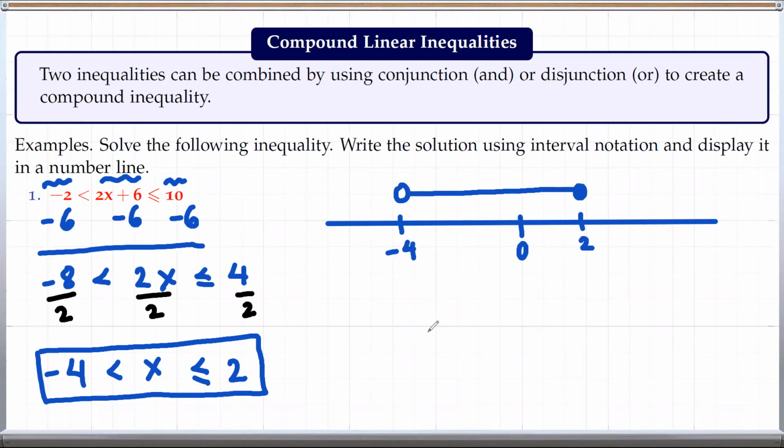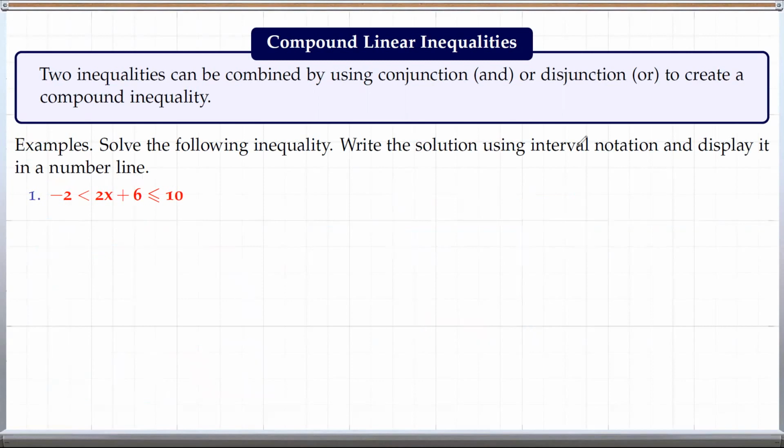So if you'd like to write the solution in interval notation, it is all real numbers between -4 and 2, not including -4. That's why we have a parenthesis here. But including 2, we have a square bracket here. So this is the solution to this inequality.